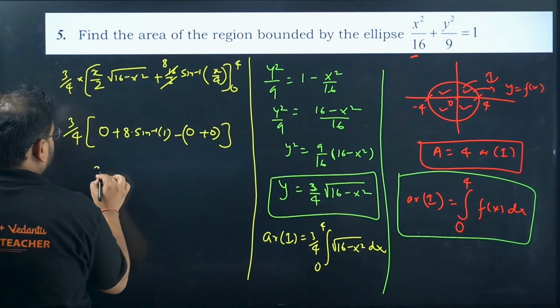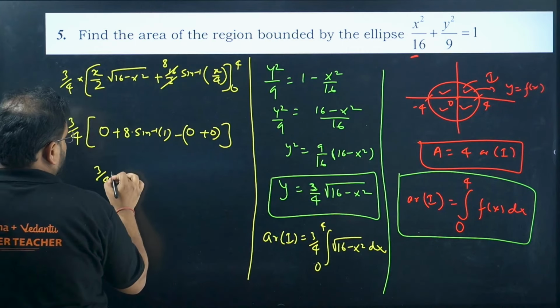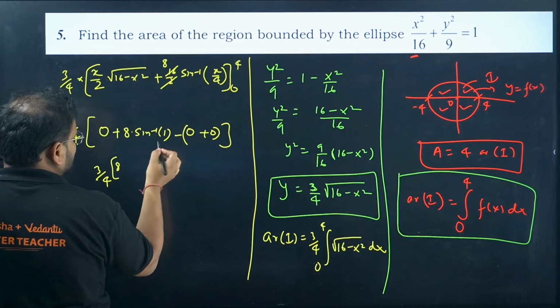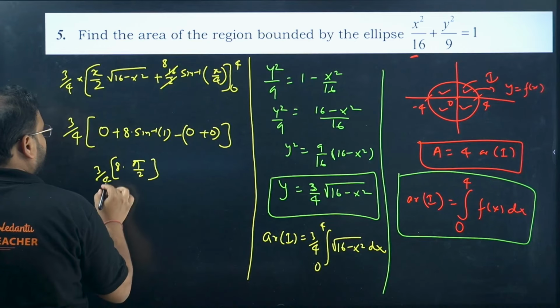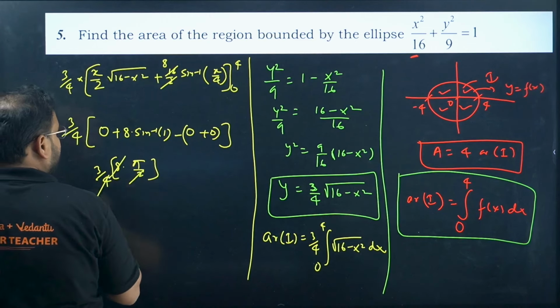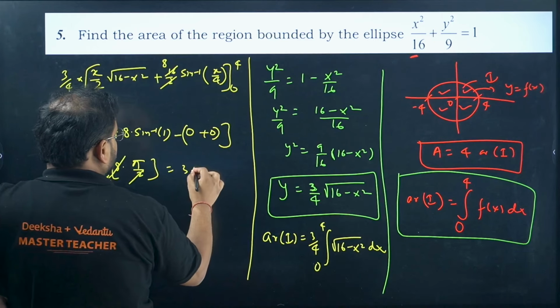Okay. I'm getting here 3 by 4 into 8 times sine inverse of 1. Sine inverse of 1 is what? Pi by 2. Check here, 4 into 2 and this is going to be cancelled again. I have the answer as 3 pi, and this is the area of part 1.